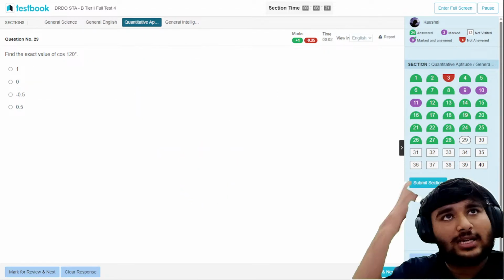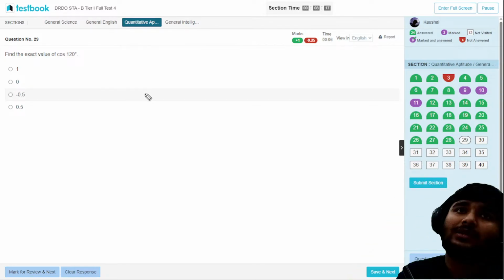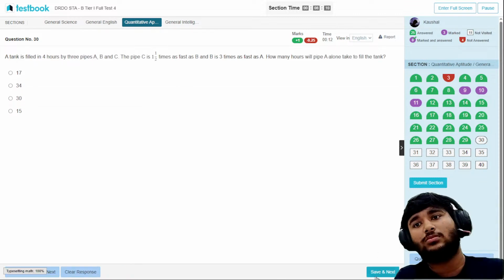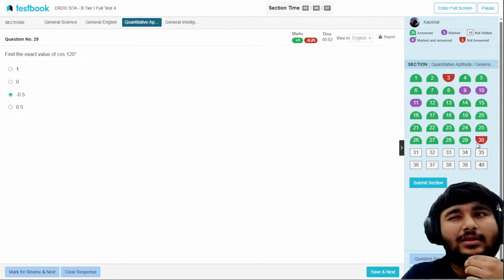Find the exact value of cos 120. 90 plus 30. Add sugar minus cos 30 is minus 1/2. Sin 30 is 1/2. ठीक है.